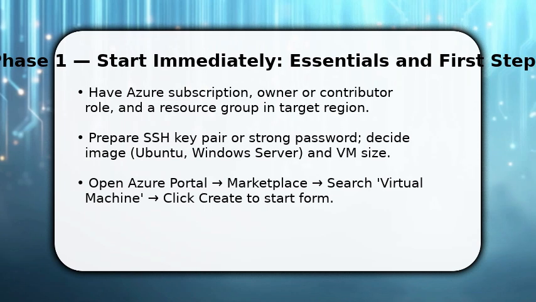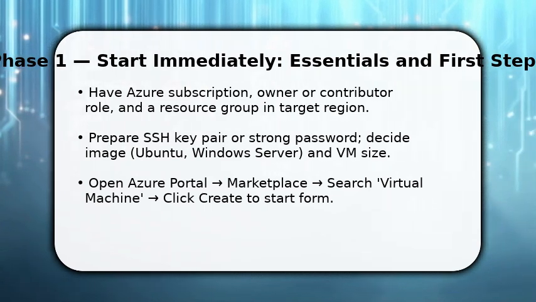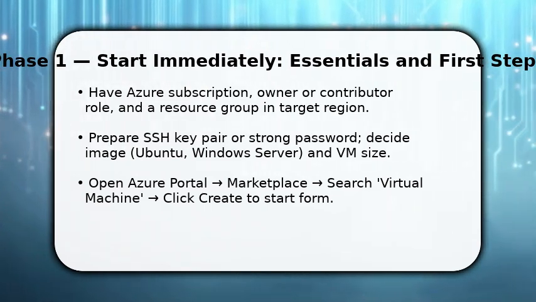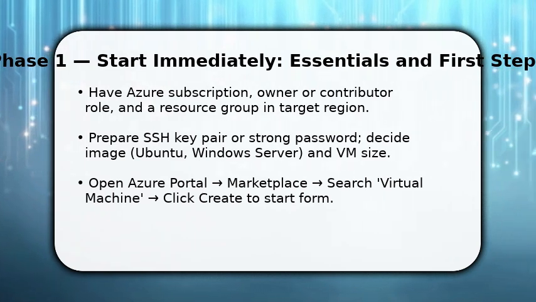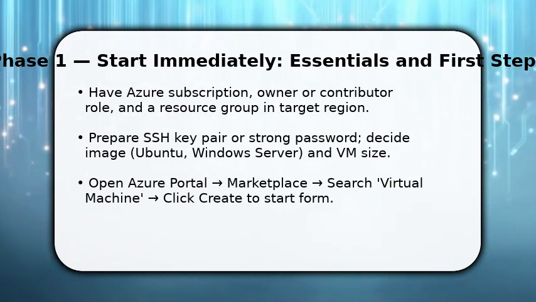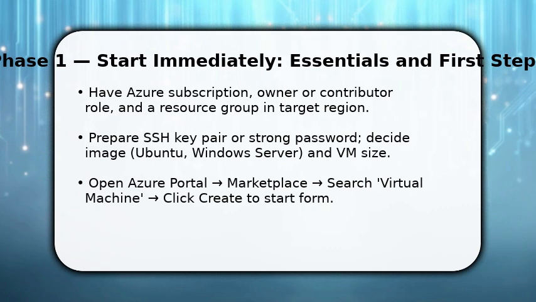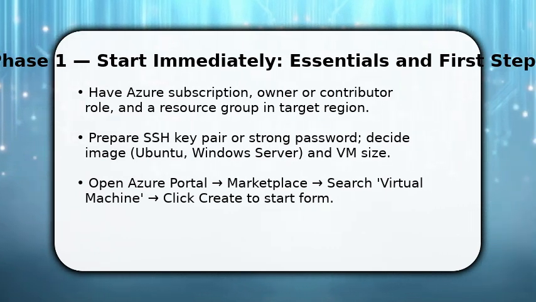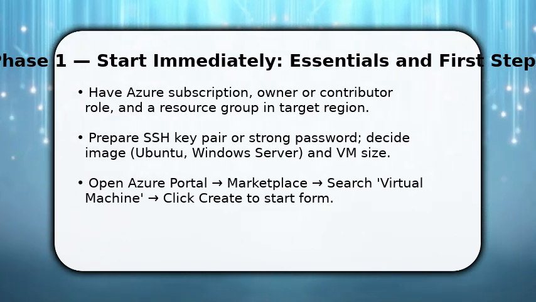Click Create. Make initial choices: name, region, and availability options, since these affect latency and cost. Make sure to pick a VM size that matches CPU, RAM, and budget needs. Once done, move to the networking and storage steps to finish the configuration.